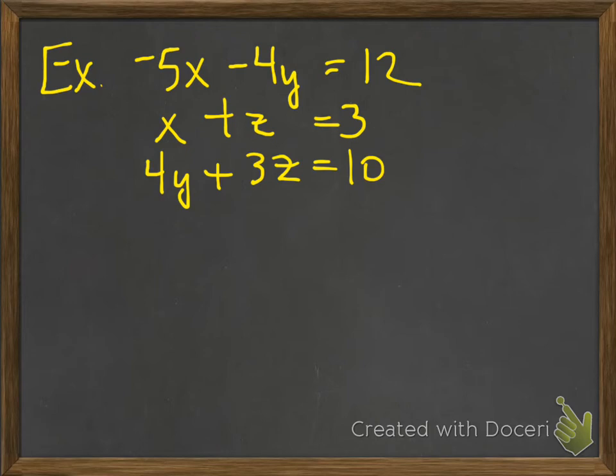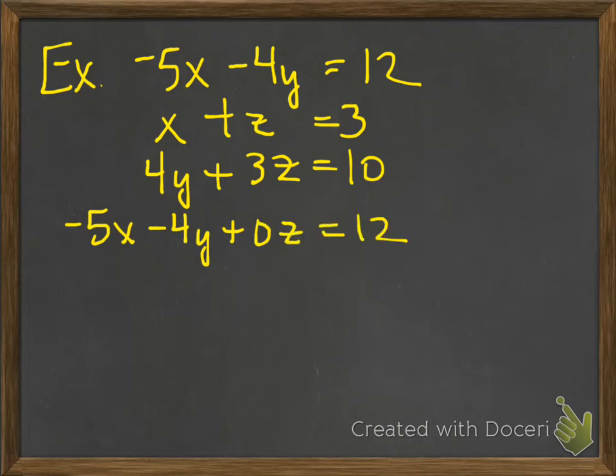X, Y, and Z. Okay, that means if I want to do this correctly, I need to make sure every equation has all 3 variables. So what's missing in the first equation? Z. How could I write it where it showed that it was missing? 0z. So I should have negative 5x minus 4y plus 0z equals 12. What's missing in the second one?